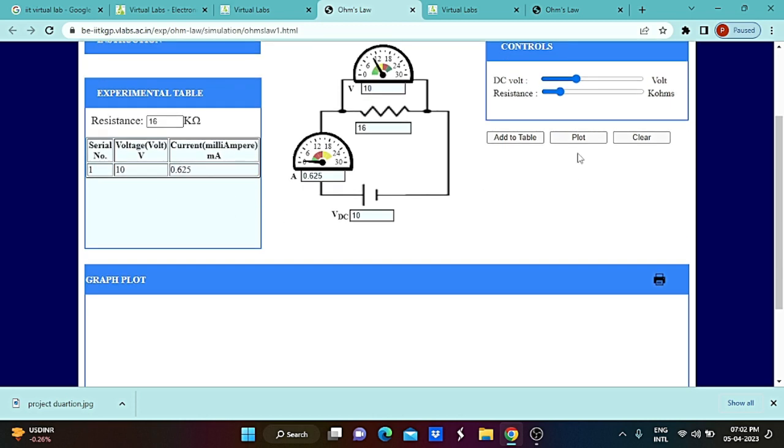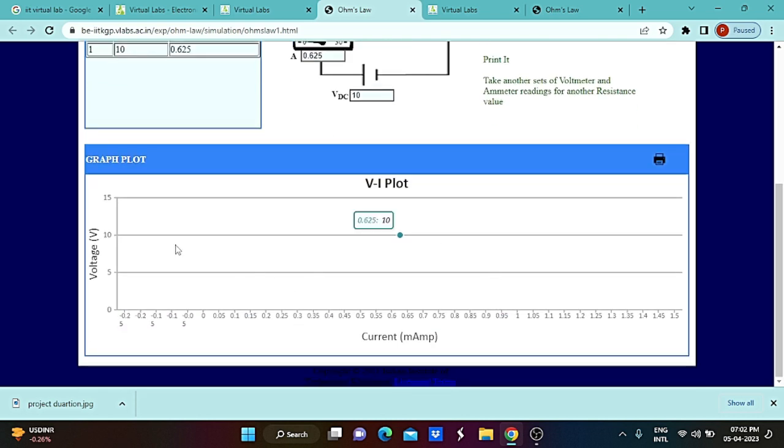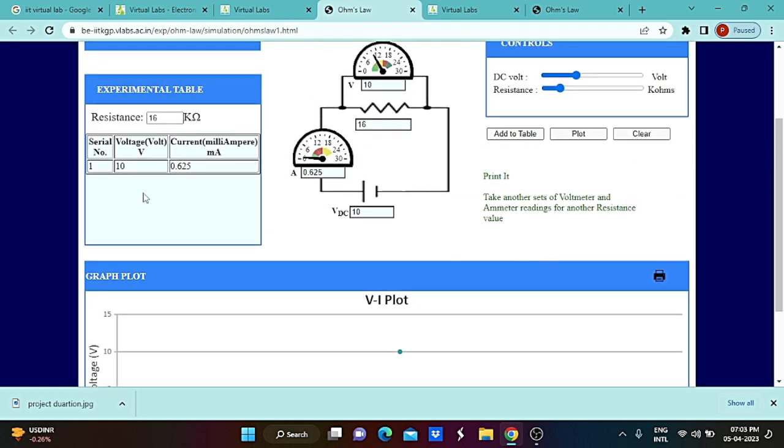So now you can click the plot. So now we are able to see the relation between voltage and current. So already I told you voltage is directly proportional to current, that is Ohm's law. So whenever the voltage is increased, current also increases. At that time the resistance value will be decreased. So here we can see the resistance value is very high, and voltage is a normal value, and current is also a normal value.